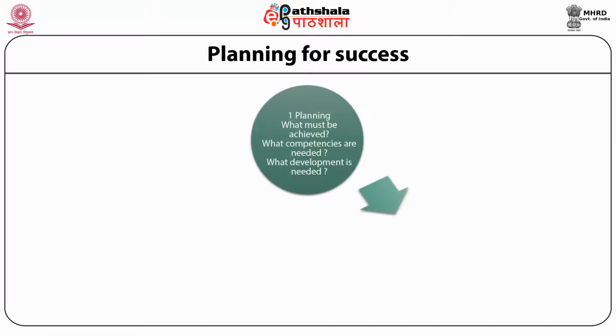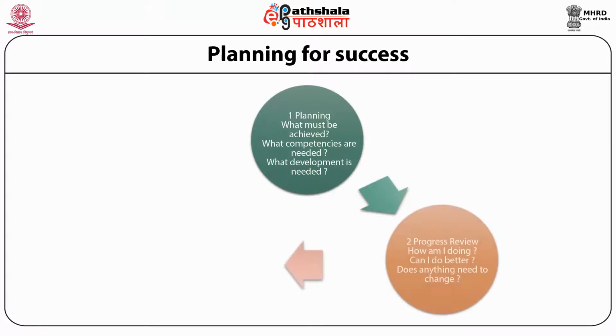Once that is through, the next is progress review. How am I doing? One person can find out how he is doing quite easily if he follows certain rules, such as when I am achieving this, by when it was expected, how can I achieve it much better, what I should not do, and what kind of change should be there. This kind of progress review can be done by a person for himself.